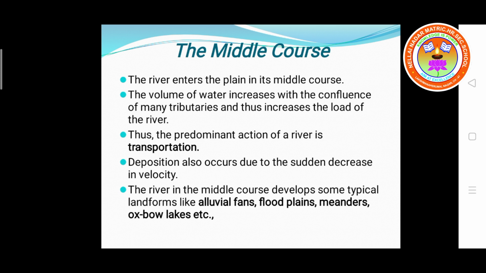Deposition also occurs due to the sudden decrease in the velocity. A lot of deposition will also happen in the middle course. The river in the middle course develops some typical landforms like alluvial fans, floodplains, meanders, oxbow lakes, etc. So oxbow lakes and meanders form in the middle course.